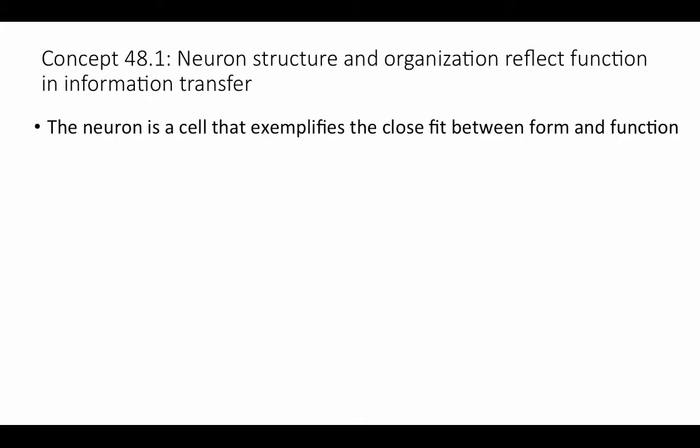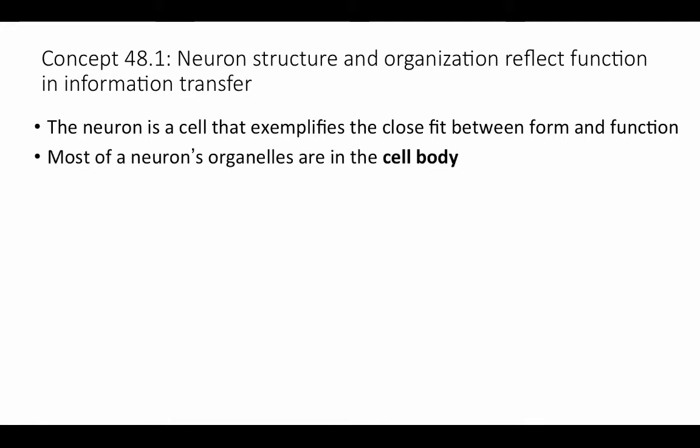So neurons are very highly adapted for this function of information transfer. So let's take a look at how a neuron is put together. The neuron is a cell that exemplifies the close fit between form and function. We have a couple of different regions of a neuron. Most of the neuron's organelles are located in the cell body, so it's going to have the function of doing all the business of keeping the cell alive.